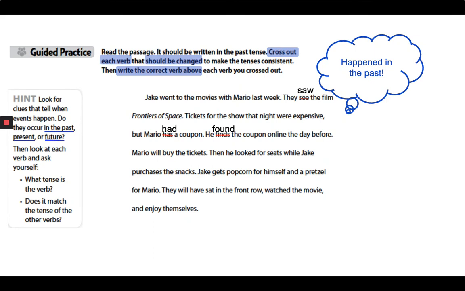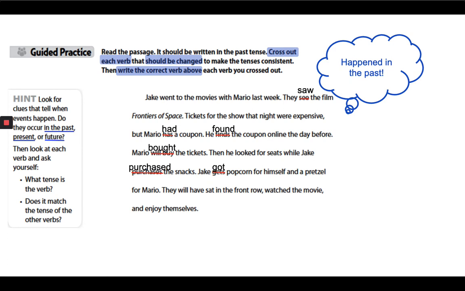Mario will buy the tickets. Well, this happened. Not going to happen. It already happened. So Mario bought the tickets. Then he looked for seats while Jake purchases the snacks. Well, Jake purchased the snacks. It's past tense. Jake gets popcorn for himself and a pretzel for Mario. It would be Jake got popcorn for himself and a pretzel for Mario.